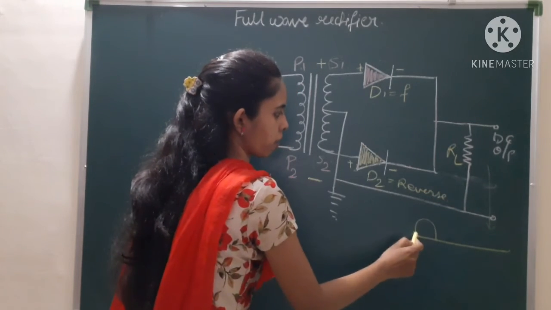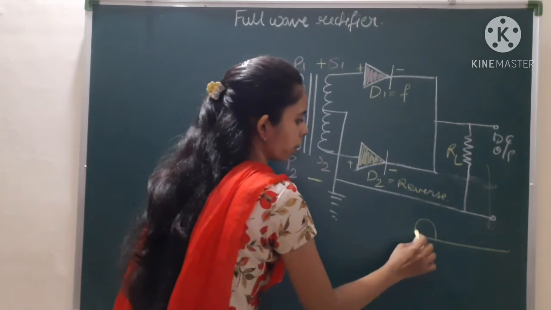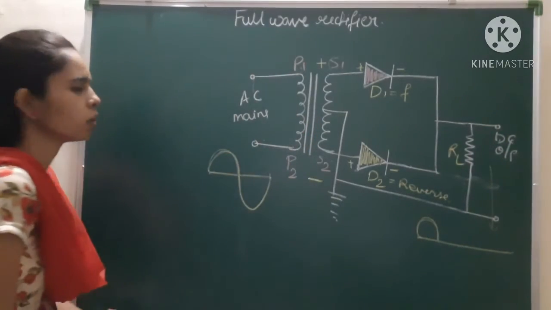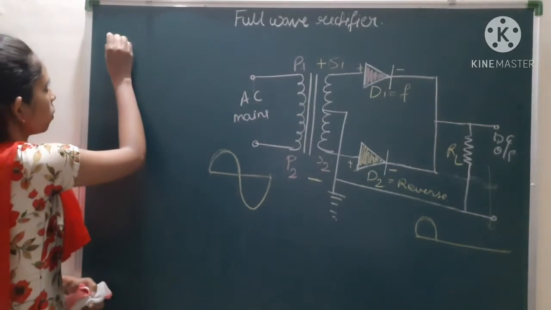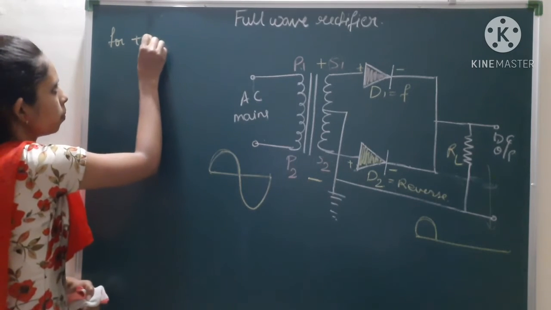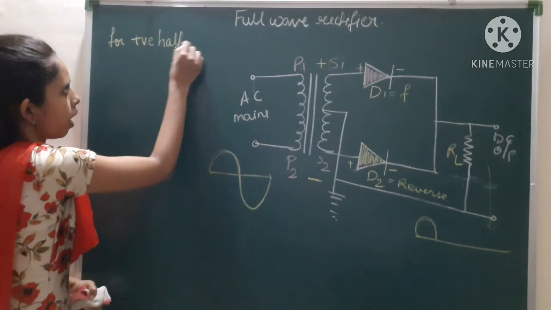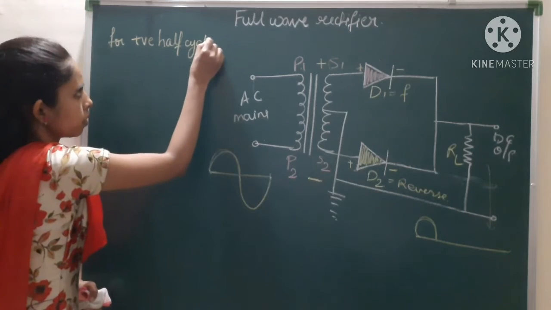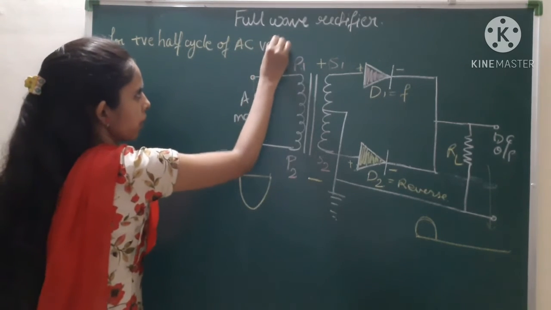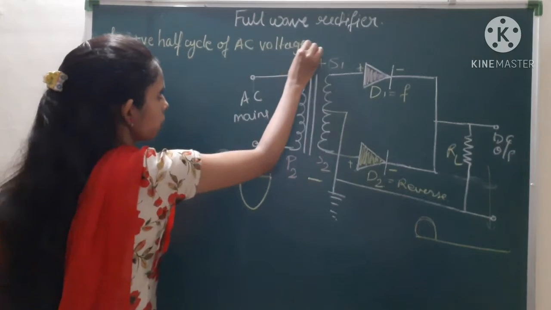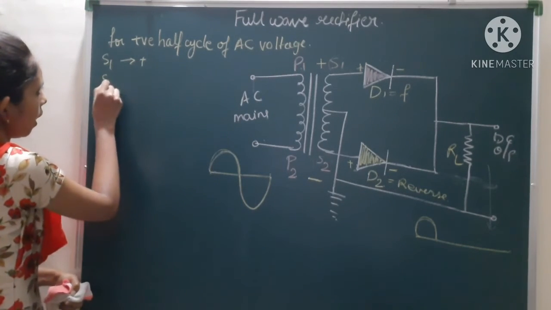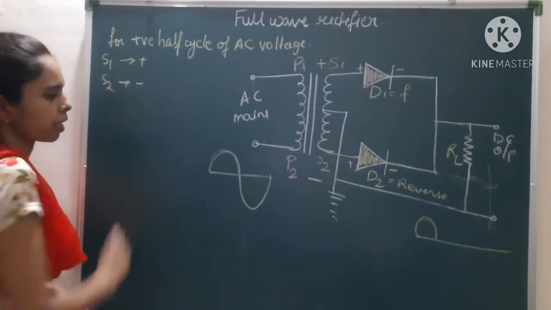Okay. So therefore, due to this first diode, a cycle has been created in the DC output. So let us write this: for positive half cycle of AC voltage, yes, S1 will become positive and S2 will become negative.